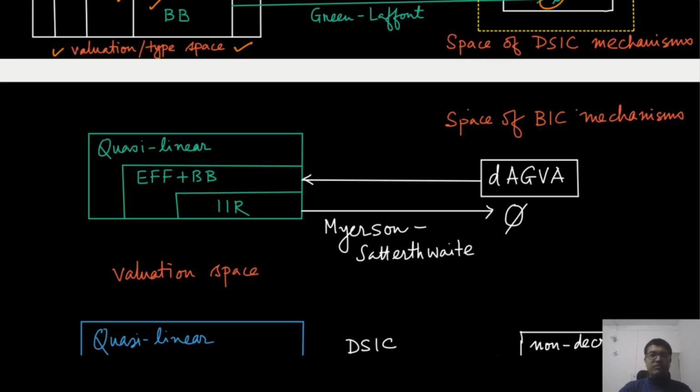Then we have also briefly discussed the space of BIC mechanisms. Not in very much detail, but in the quasi-linear domain, if you look at efficiency and budget balance, then we know that the DAGVA mechanism essentially satisfies this property. And again, due to Myerson and Satterthwaite, we know that if we try to impose BIC, efficiency, budget balance and IIR together, then we get nothing. So that is an impossibility result.